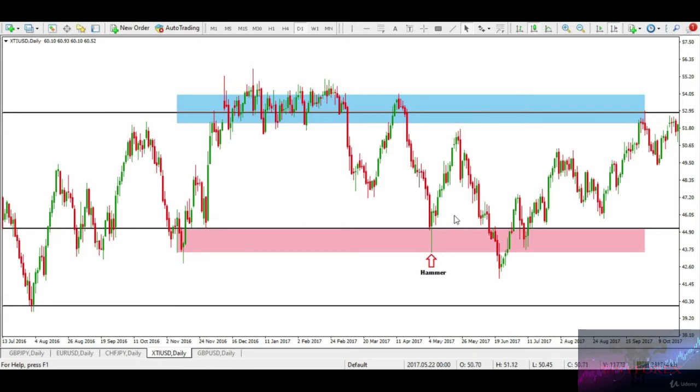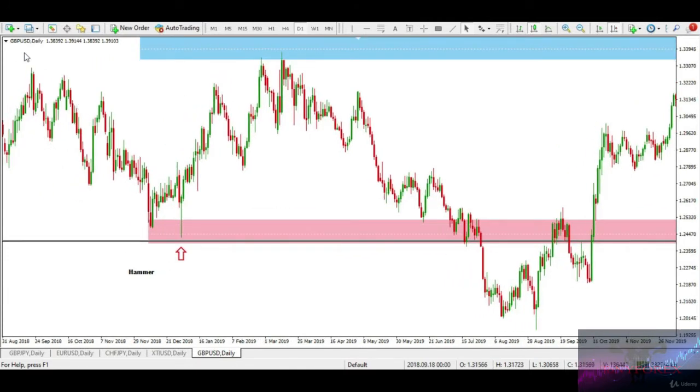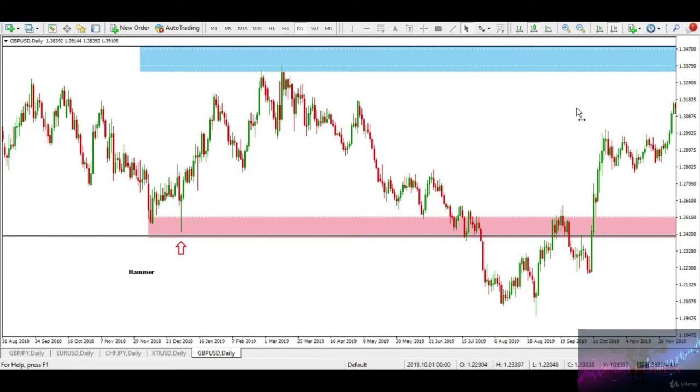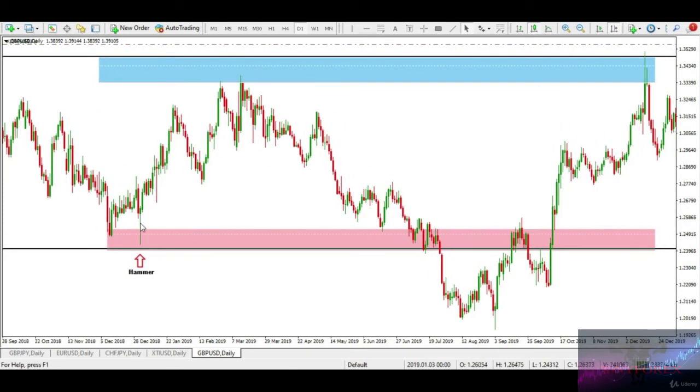Let's study one final example in this lecture. Now we're looking at pound dollar on a daily chart to study another strong hammer formation. The color of this hammer formation is also bullish, hence indicating increased buying strength in the market. And once this hammer candle appeared at a major support, price rallied sharply in an uptrend.